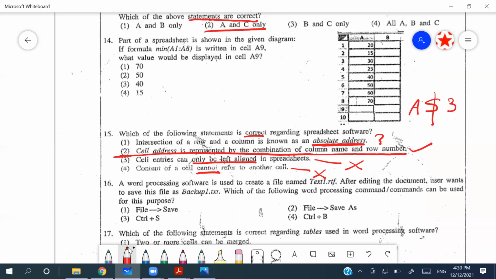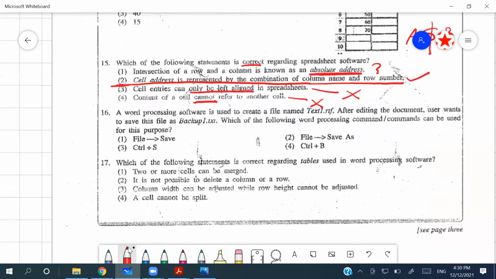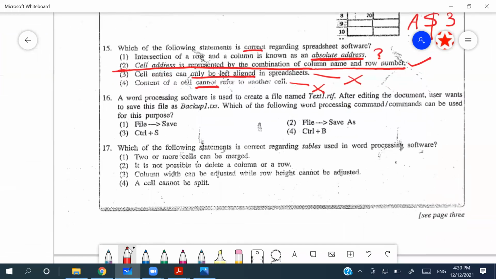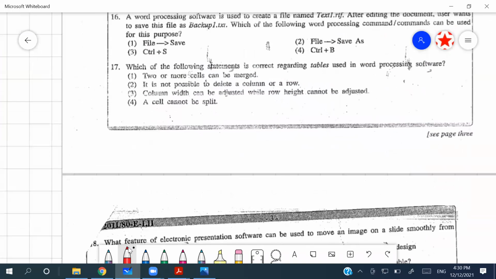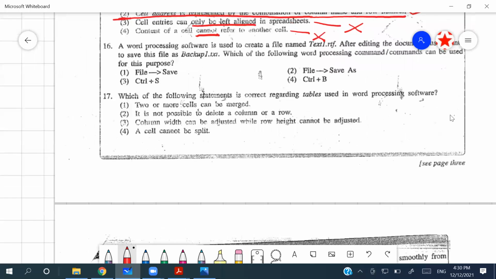And yeah, we'll discuss the 17th and end the session. So we are done up to then, and we only need to do the 22nd on the next date. So Hara, don't do it. So the 17th says, Daddy, I want to draw. I'll give you the chance. Give me a minute. 17th: which of the following statements is correct regarding the tables used in word processing software?